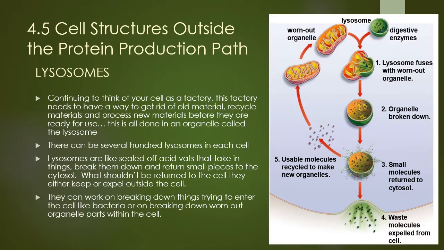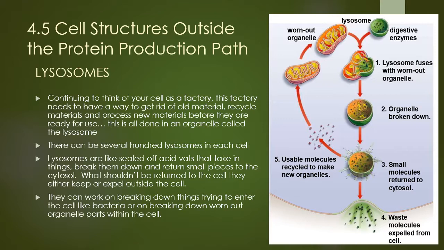Any factory would need a way to get rid of waste, and in the animal cell, the organelle that does this job of getting rid of waste is called a lysosome. Lysosomes not only get rid of old waste, they can break down material to recycle it, to be reused in the cell, and they can process new material before it's ready for use. And that's all done in the lysosome.